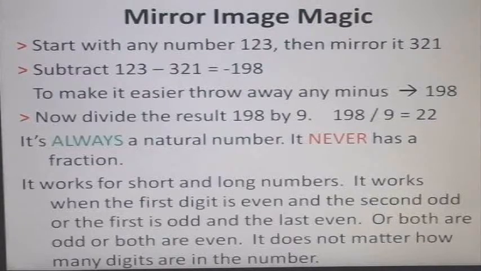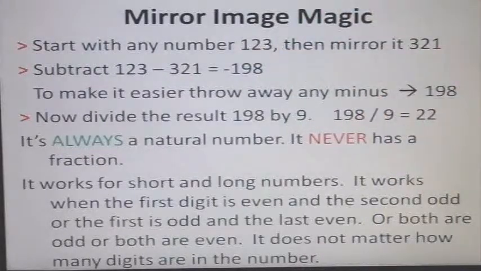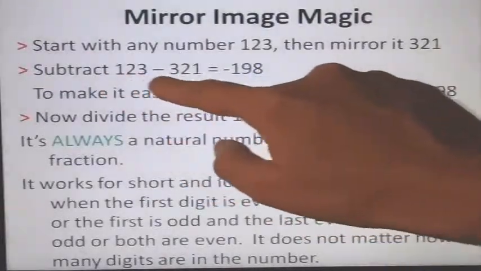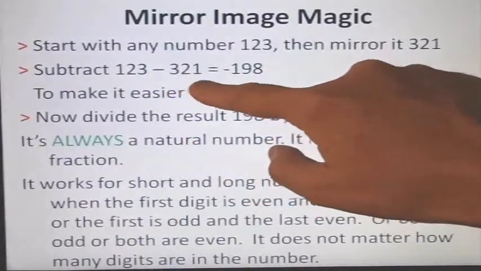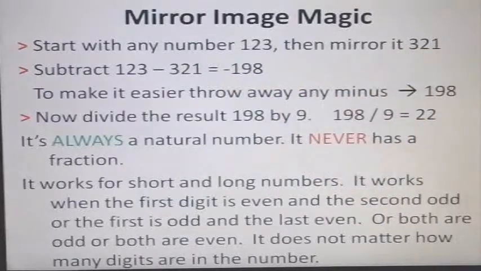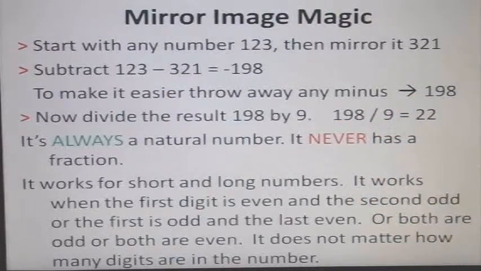So here's how it begins. You start with any number, and I picked 1, 2, 3 up here, and then you flip it around. So you get 3, 2, 1 in our case. That's not hard, right? Then you do the subtraction. You subtract 3, 2, 1 from 1, 2, 3. So you take the original number and subtract the mirror image of it. And in our case, we get minus 198. To make it easier, we're going to get rid of that minus sign. There's no reason to have it. The results will just come out plus or minus, doesn't really matter. And then we divide by 9. So we take 198 and we divide by 9 and we get 22.